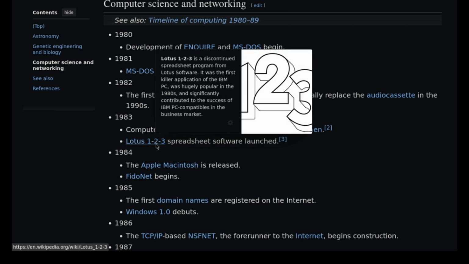Wow. So Lotus 123 is a discontinued spreadsheet program from Lotus Software. It was the first killer application of the IBM PC. It was hugely popular in the 1980s and significantly contributed to the success of IBM PC compatibles in the business market. So I remember hearing about Lotus 123 in the 80s and all through the 90s. And this was one of those things where people were like, oh, I can't run Lotus 123 or Lotus Notes. I remember Lotus Notes, I want to say even through the 2000s.